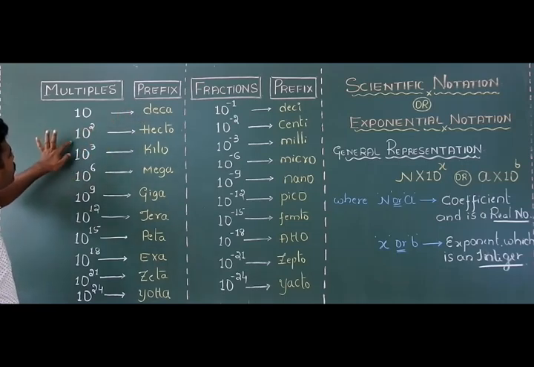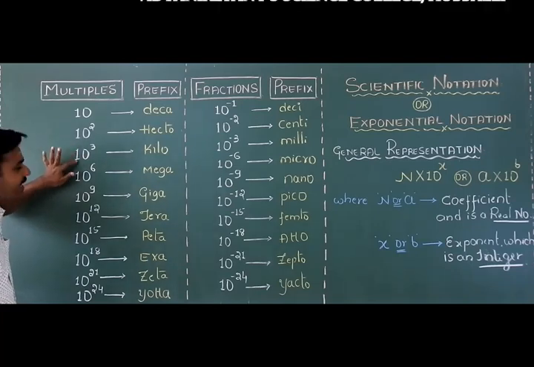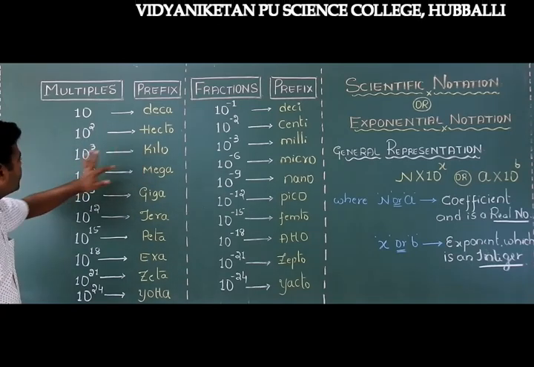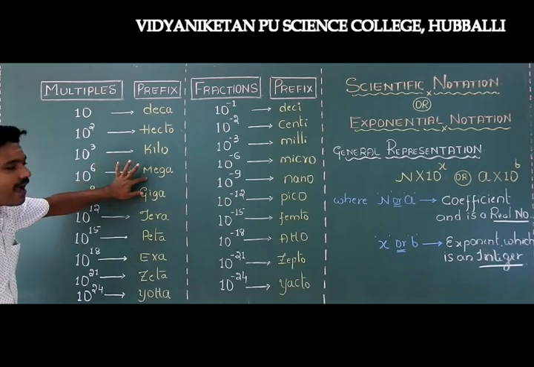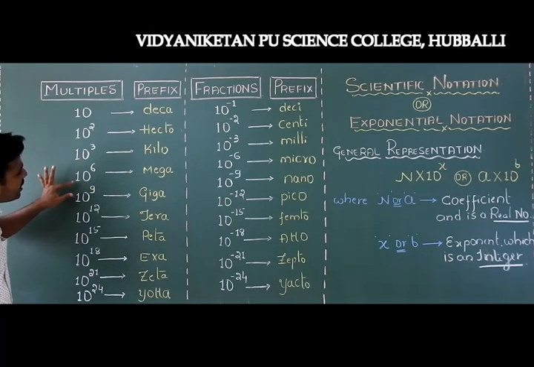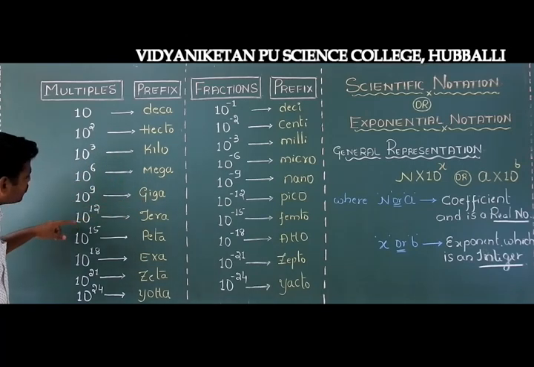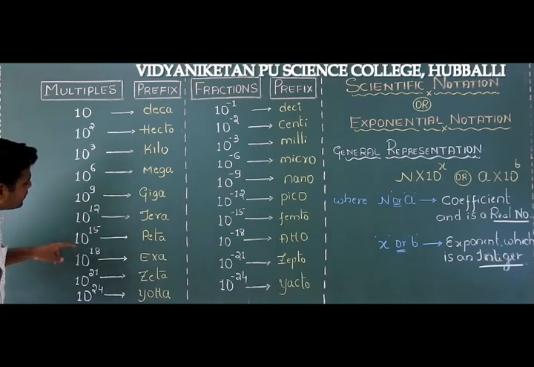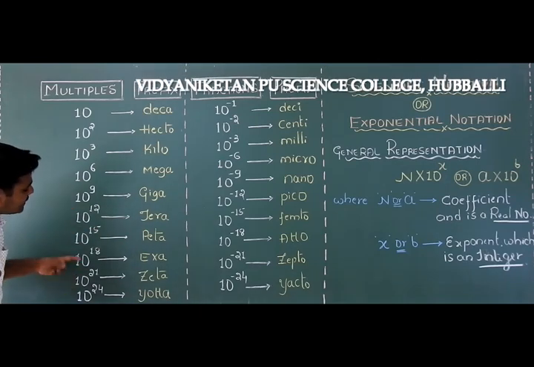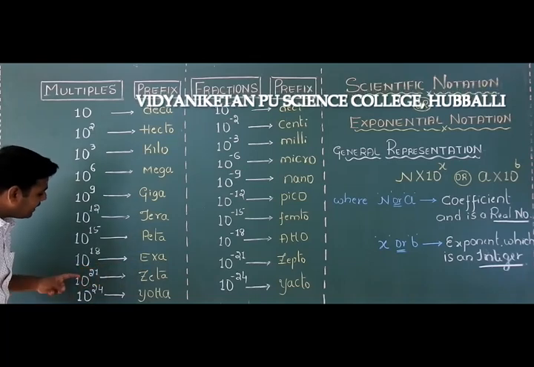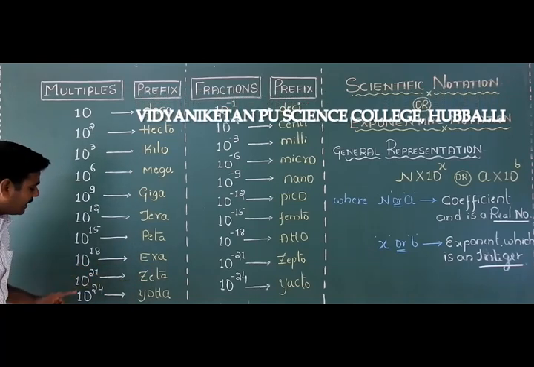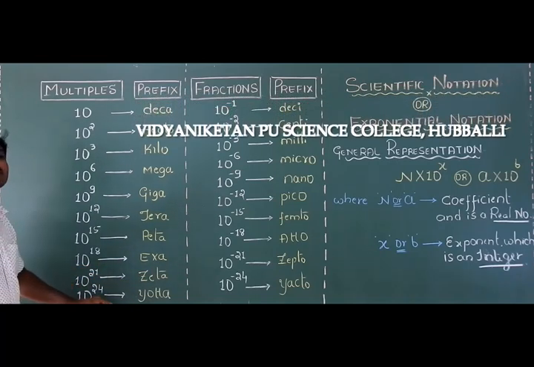Deca. 10 to the power of 2, 10 raised to 2 means hecto. The third one is 10 to the power of 3, 10 raised to 3 means kilo. 10 raised to 6 means mega. Similarly, 10 raised to 9 means giga. 10 raised to 12 means tera. 10 raised to 15, peta. 10 raised to 18, exa. 10 raised to 21, zetta. Then 10 raised to 24, yotta.